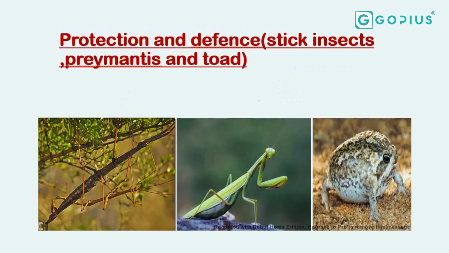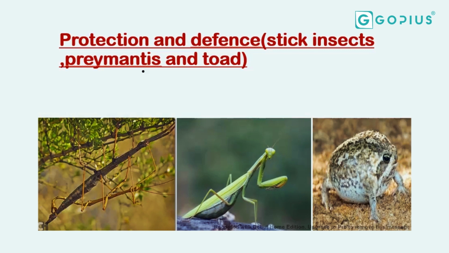Now we're looking at another aspect of adaptation. We're looking at protection and defense. We're concentrating on stick insects, praying mantis, and toad. In the case of the stick insects, it defends itself because it resembles a twig of a tree. And one fascinating thing about this stick insect is that it stays still. It doesn't move about. You hardly see it move about. So it makes it very, very impossible for you to detect that that is actually a stick insect.